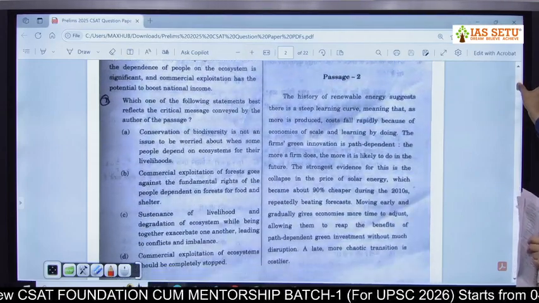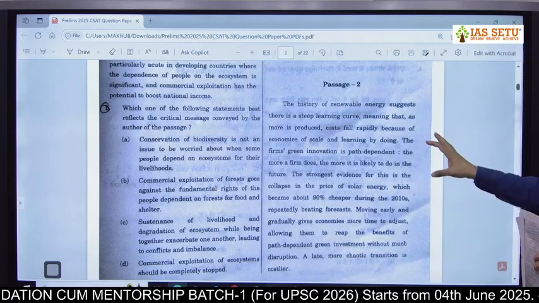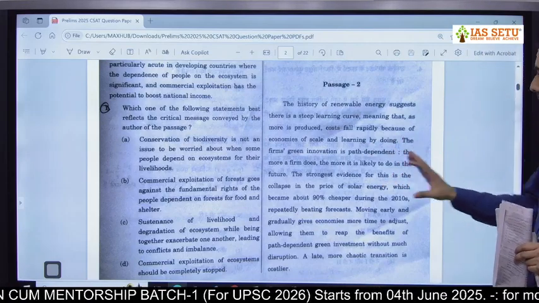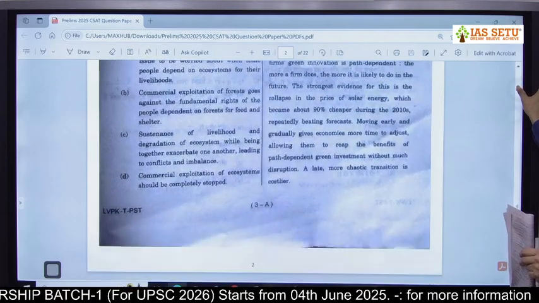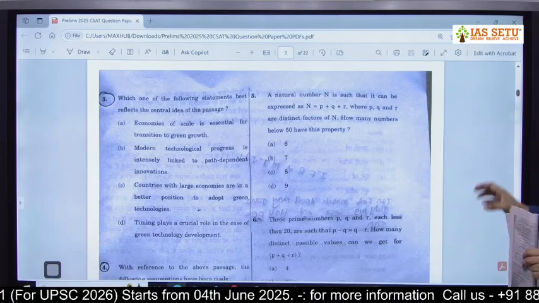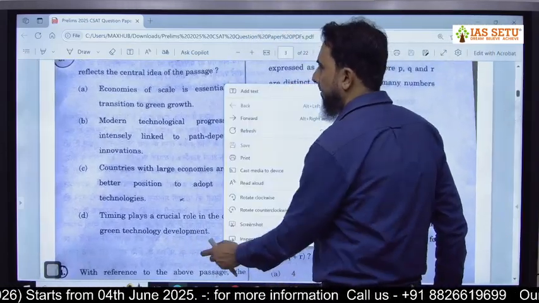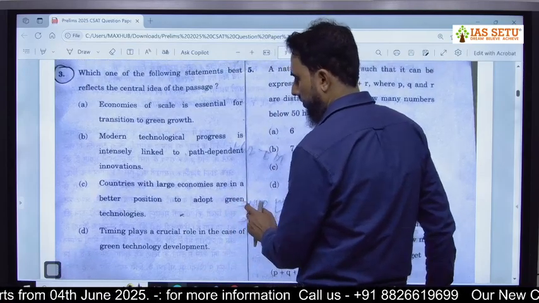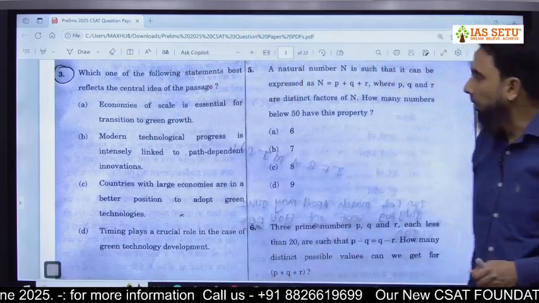Passage number 2: history of renewable energy suggests there is a steep learning curve, meaning that as more is produced, cost will fall rapidly because of economies of scale and learning by doing. Okay. So again, an easy passage, and the first question is main idea, central idea of the passage. Question number 3. Central idea, it must contain the main point.